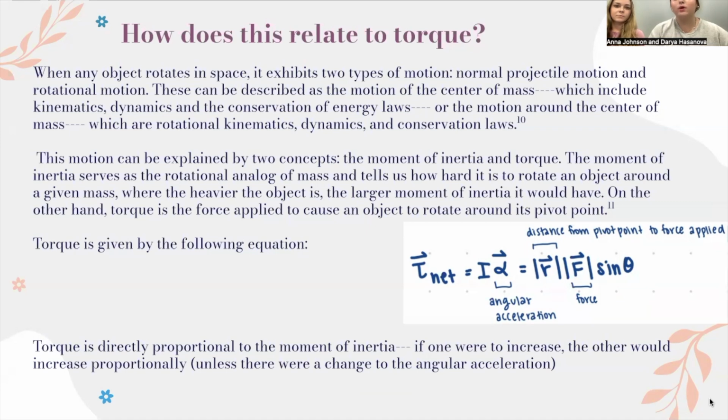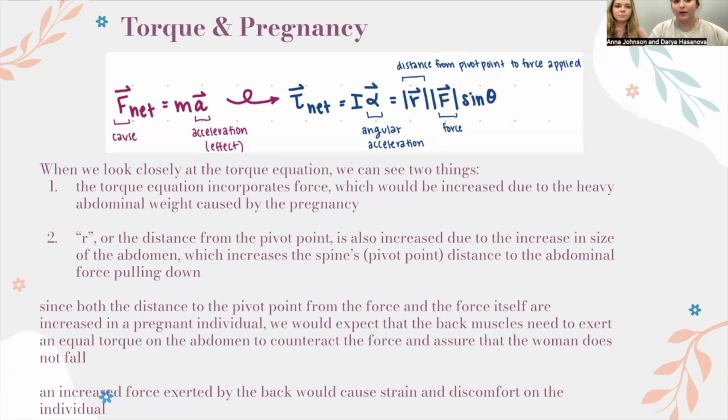And we can see below that torque is given by the following equation, where it is either the moment of inertia times the angular acceleration, or it's the distance from the pivot point to the force applied times the force applied times sine of theta. And we see here that torque is directly proportional to the moment of inertia. So if one were to increase, the other would increase proportionally, unless, of course, there was a change to the angular acceleration. So how does torque apply to pregnancy?